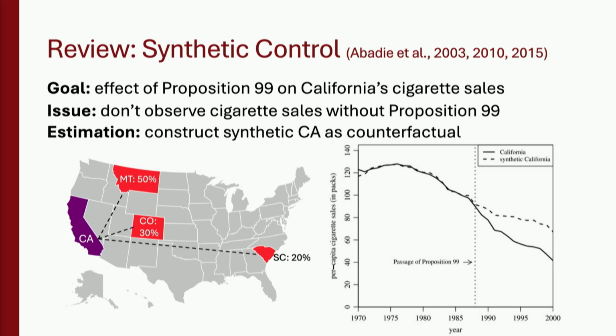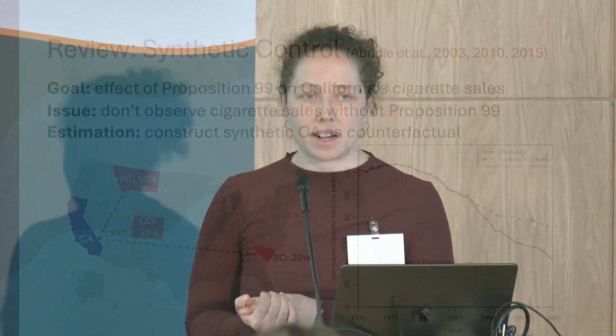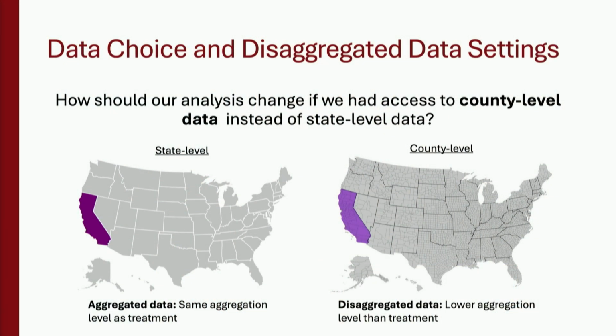Now, one very important step in this estimation procedure was actually finding all of the donor units, so what units should we put in this donor pool. And in this case, it might have seemed pretty natural to just use all of the other states. However, this may not seem so natural anymore if I told you that you also observe each county's cigarette sales. So speaking of the theme of some of the panels earlier, of trying to make use of all of the data that we have available, my project deals with the question of how our analysis should change if we had access to county-level data instead of state-level data.